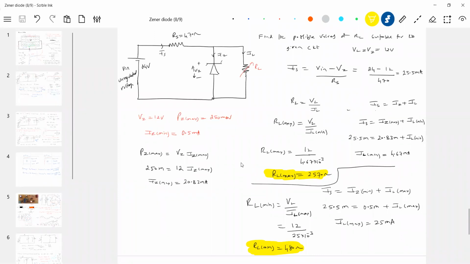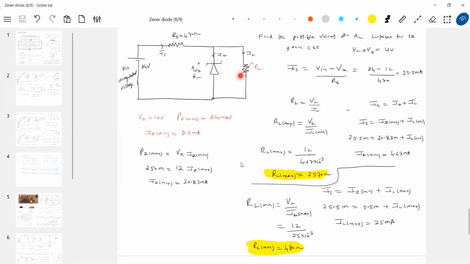Sir, what will happen if I connect a load whose value is 3000 ohm? Anything will happen? If I connect 3000 ohm here, let's calculate IL. Then the Zener diode may come out of the breakdown region. If it comes out of breakdown, it becomes unregulated. So whatever load you want, you cannot connect here. If you have already chosen the Zener diode, RS and Vin, you should take care that the load which you are going to connect satisfies this condition.